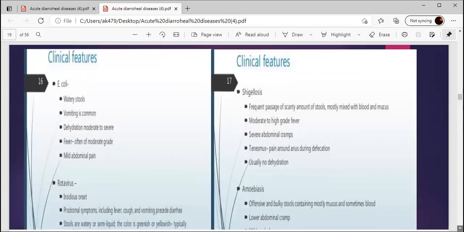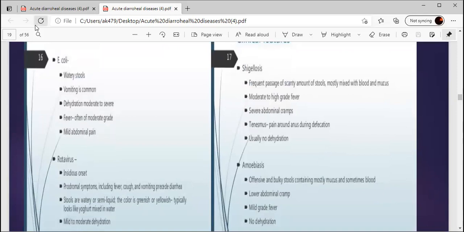Clinical features of the diarrhea caused by E. coli are watery stool, vomiting is common, dehydration is moderate to severe, fever often of moderate grade, mild abdominal pain.